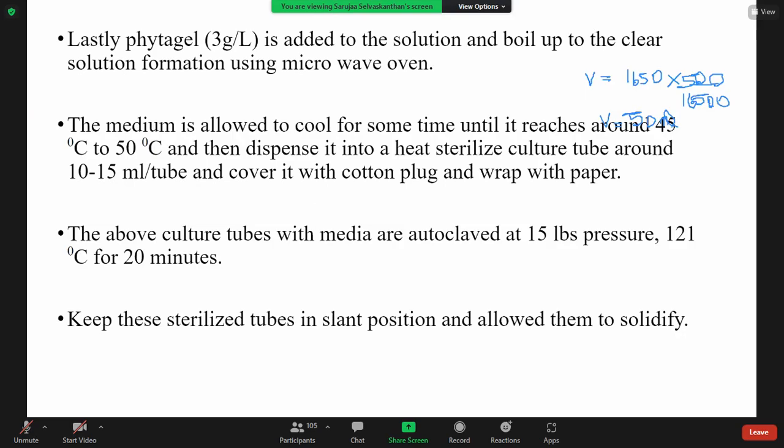glass bottles or tubes, flat bottom tubes are there. We can pour it. Then we can allow it to cool for a few minutes. Then we have to put the cap or lid, if it is a bottle lid, right? If it is a small conical flask, then we can use cotton plugs, right? And cover it with aluminium foil. And then we have to keep it in the autoclave. Autoclave for what? For sterilization. Okay? That is the one. Understand or not?